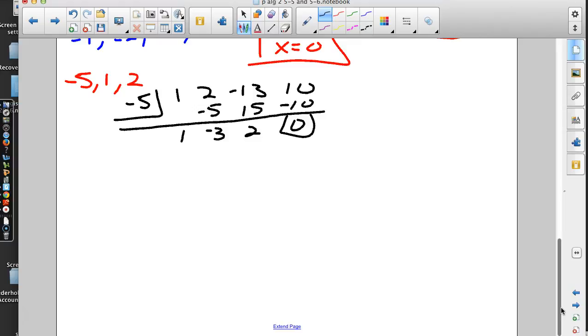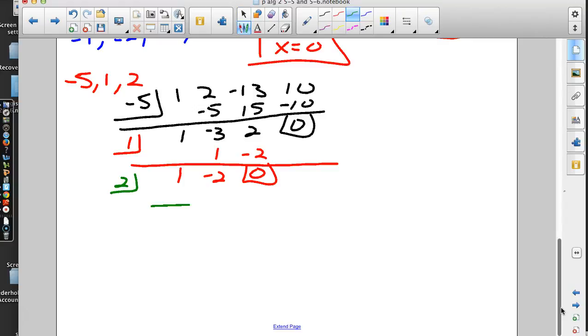Is that a good thing? Means -5 works. So now I'll try 1. Looks good. So let's try 2. Let's verify that last one from the calculator and see if it works.